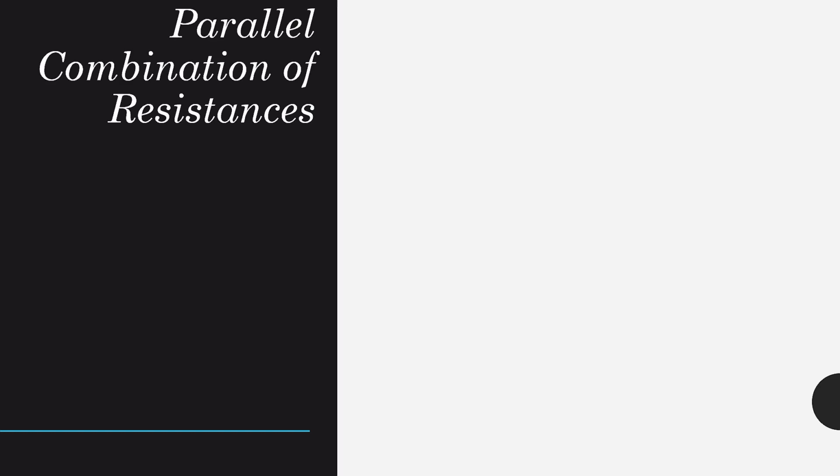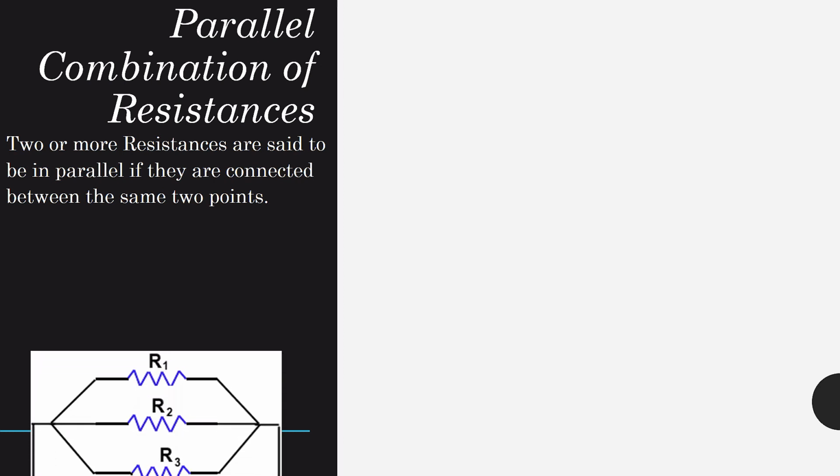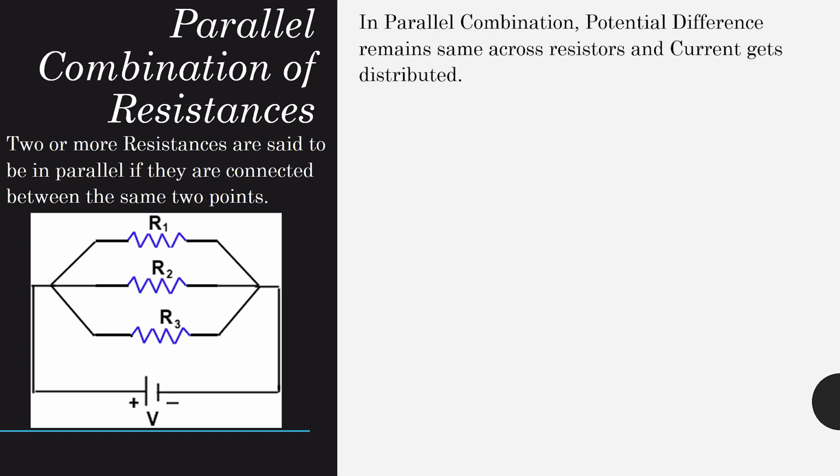Parallel combination of resistances. Two or more resistances are said to be in parallel if they are connected between the same two points, between the same two terminals, as can be evident from this diagram. In a parallel combination, the current gets divided, whereas the potential difference remains the same.